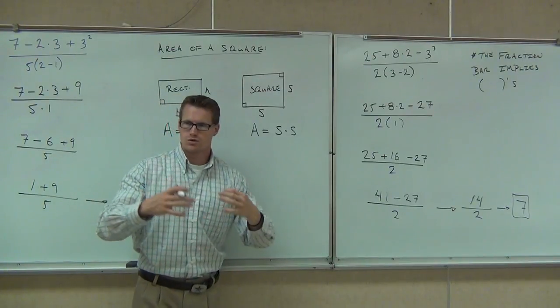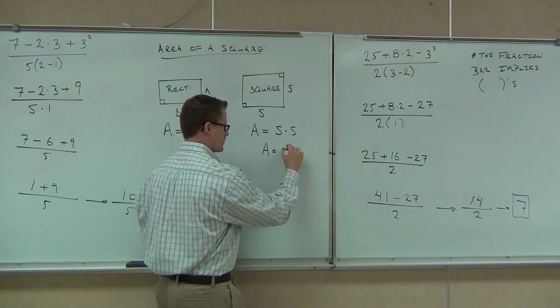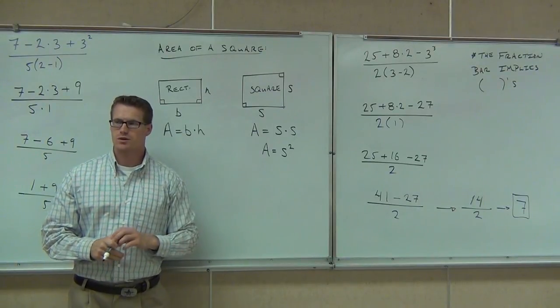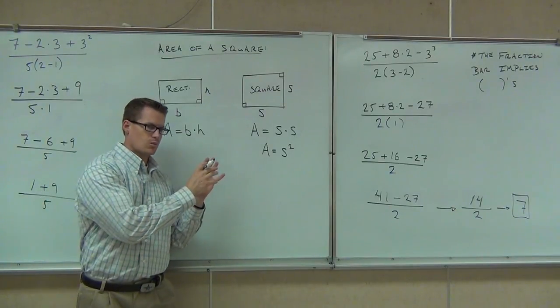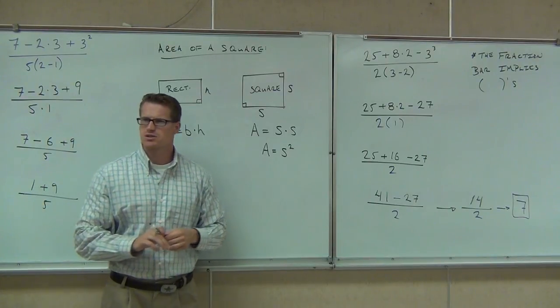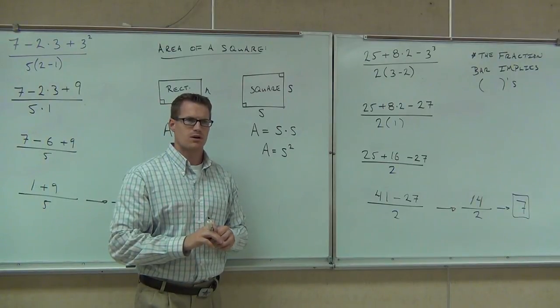That's where we actually get the word square from. S squared. So when we're looking for the area of a square, and why it's called a square, we just take the side itself and square it. Brings me to my next question. If I tell you something's a square, how many sides do I need to give you for you to find the perimeter and the area?